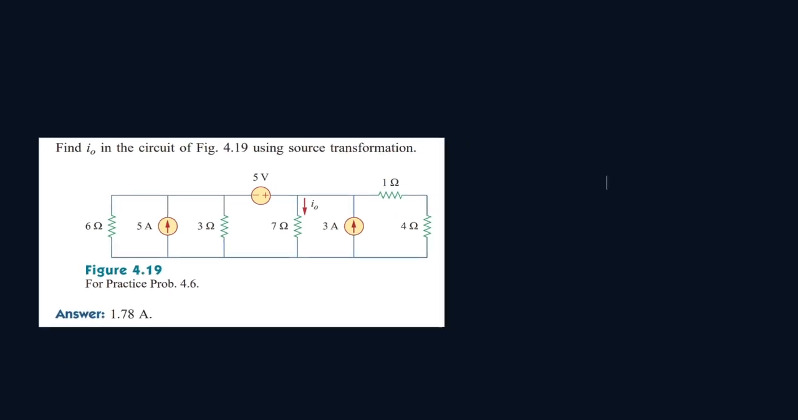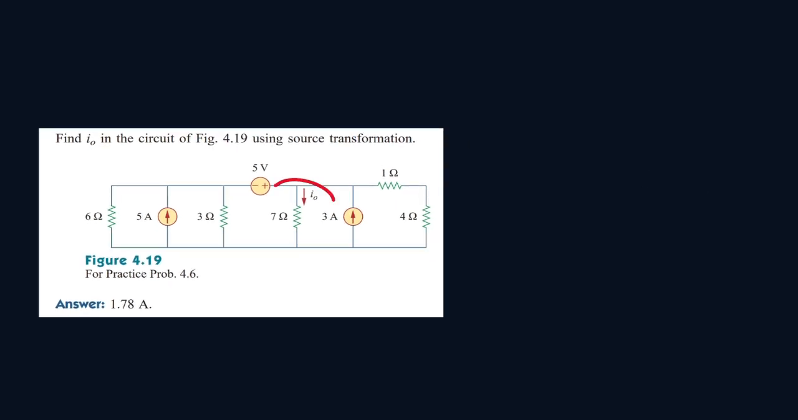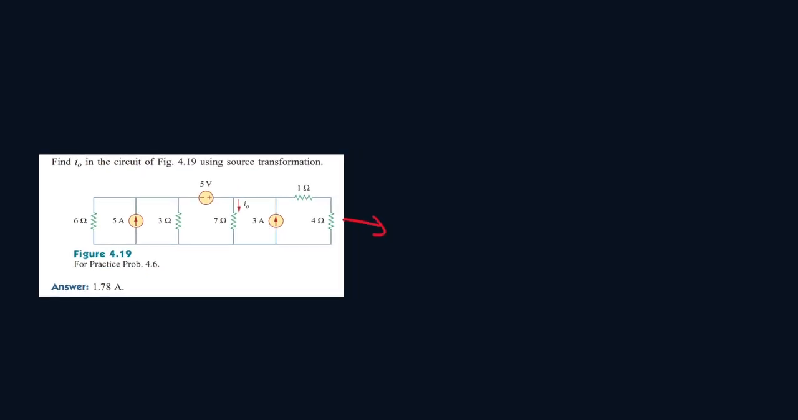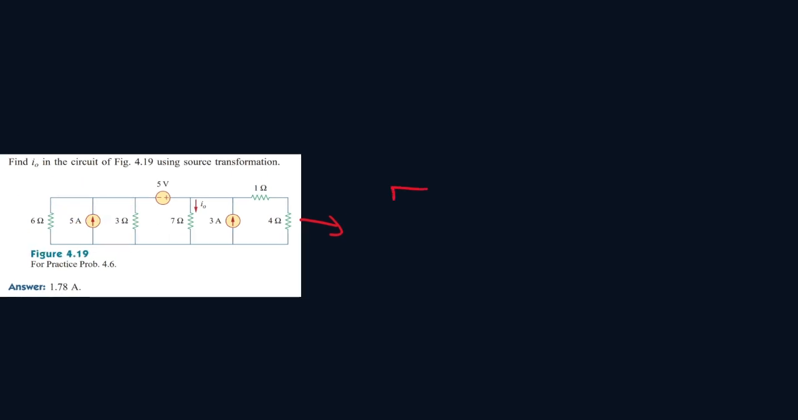Okay, so we have the following circuit here. We have to define I/O using source transformation. So let's first redesign the circuit. We see these two are in parallel as they both fall in the same node, so we can rewrite this like this.